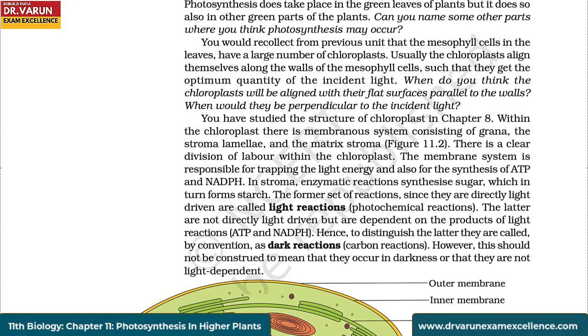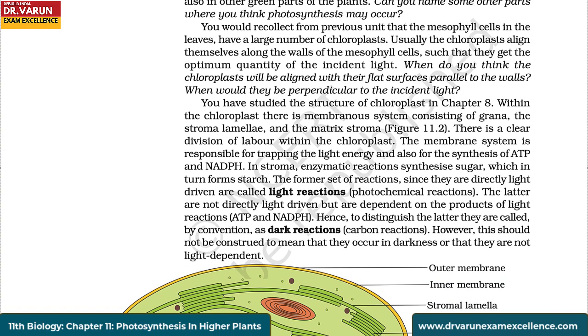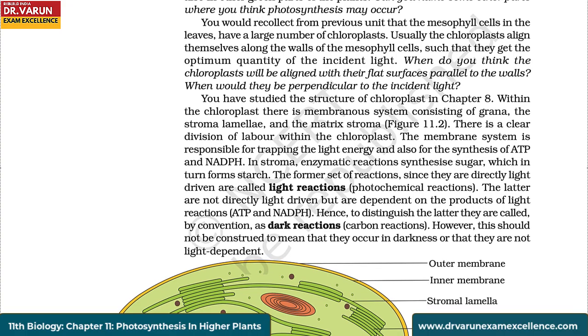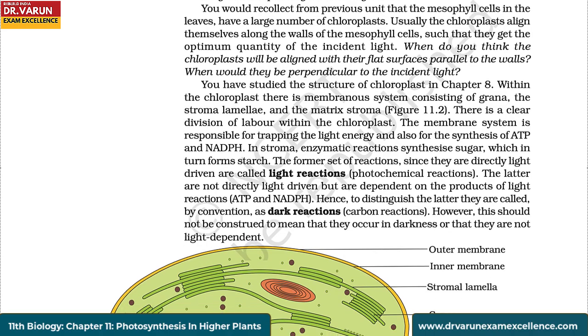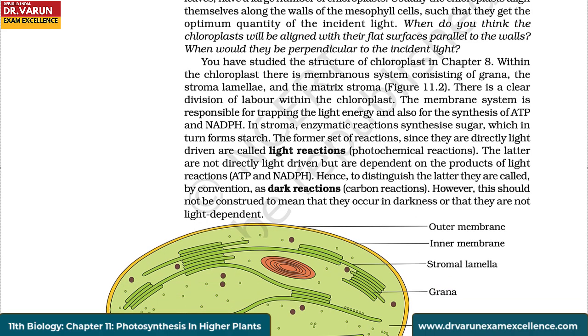You have studied the structure of the chloroplast in chapter 8. Within the chloroplast, there is a membranous system consisting of grana, the stroma lamellae, and the matrix stroma. There is a clear division of labor within the chloroplast. The membrane system is responsible for trapping the light energy and also for the synthesis of ATP and NADPH. In the stroma, enzymatic reactions synthesize sugar, which in turn forms starch.